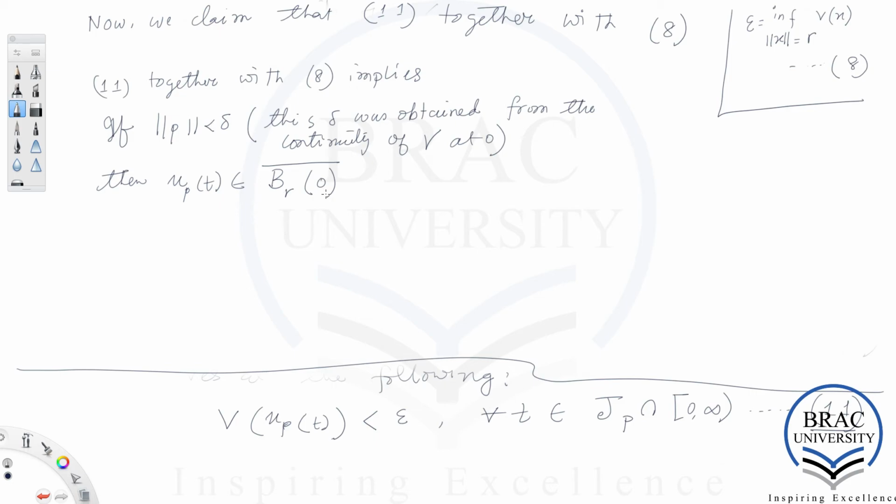We said that such a delta exists, and now the claim is that this delta is precisely the one that we obtained using the continuity of V at 0. Okay, so this is the delta that we have found here. Now the claim is that this delta is going to serve our purpose, and this is going to happen for all t in the intersection of the maximal interval of existence with this positive real axis. This is equation number 12. So equation number 12 is a claim. Now we are going to prove it.